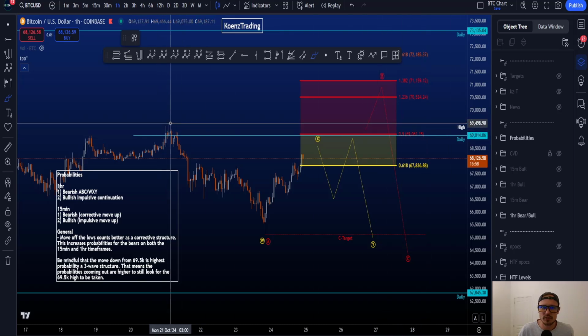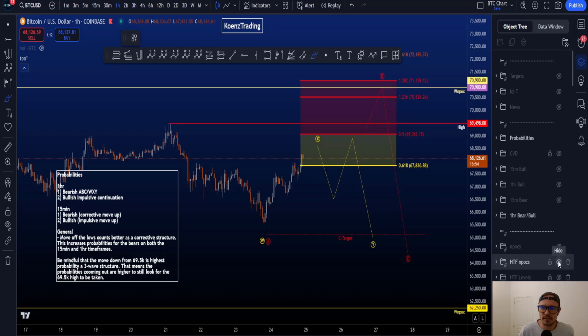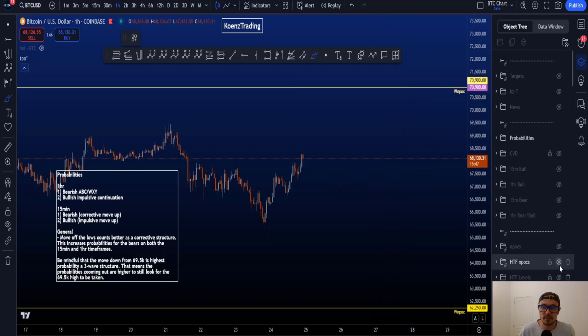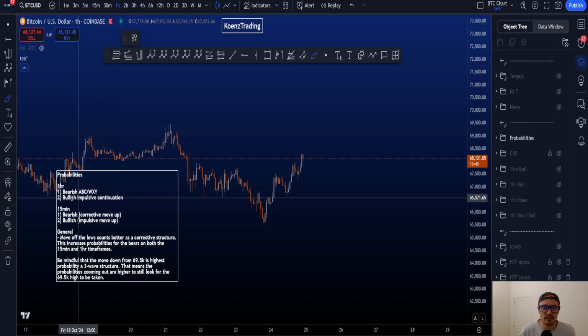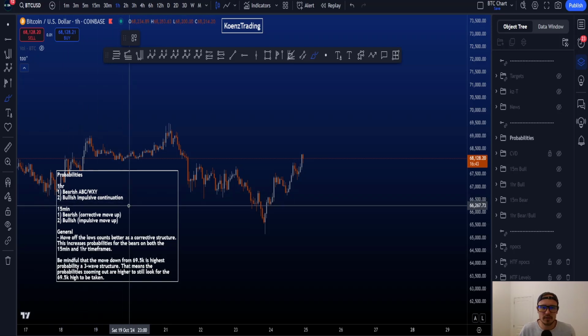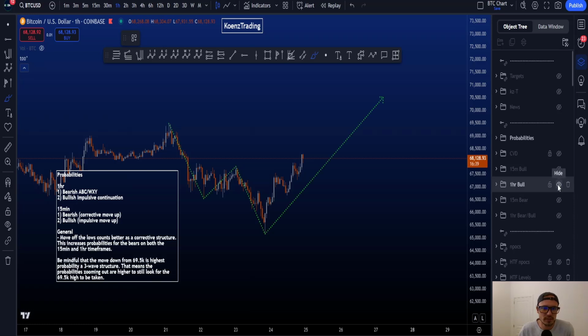If price manages to take the high at 69.5k, then please be aware of the 70.9k level, which is also in confluence with the most common wave B target for an expanding flat. So that is of course quite interesting. On the number 2 spot, we then have a bullish impulsive continuation to the upside, which is what you basically see here, a finished 3-wave structure, and up we go.